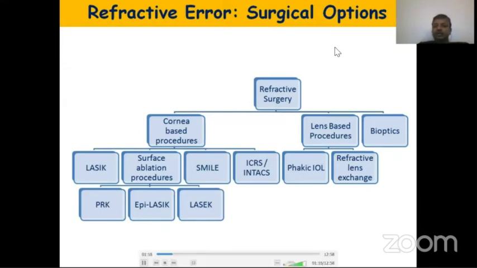Lens-based procedures are usually considered in the patients who are not fit for corneal-based procedures. It could be either a phakic IOL or even you can consider refractive lens exchange. Bioptics is a technique when there is too much of refractive error and we cannot correct based on only one cornea or lens-based procedure. We usually combine these two to correct the maximum refractive error.